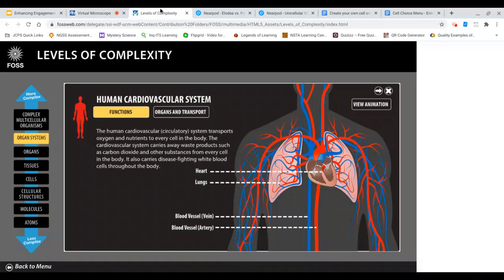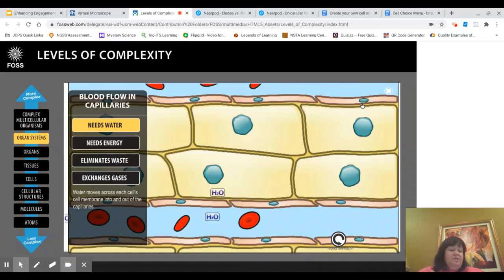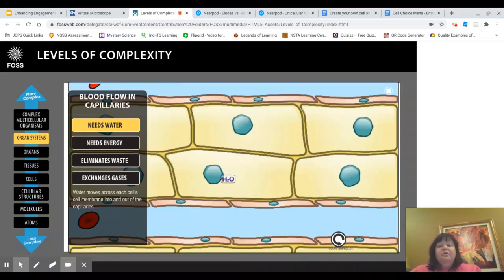There's another simulation we used, and this one was in FOSS. This was in our curriculum. We just used this since it was already there, and they can talk about the human cardiovascular system when we were talking about body systems and getting ready to talk about ACR. And the kids could play around with this. You could give them questions if you wanted to guide them a little bit more.